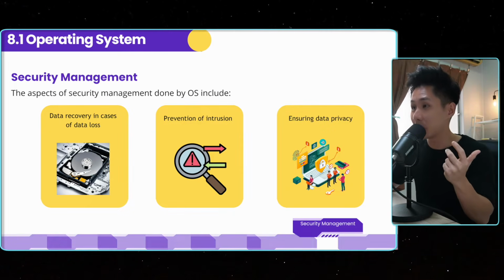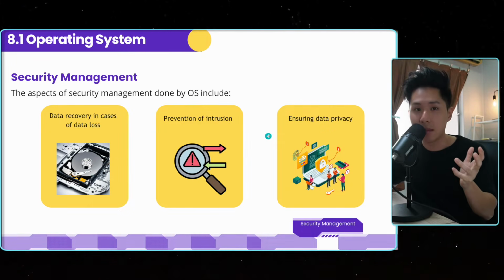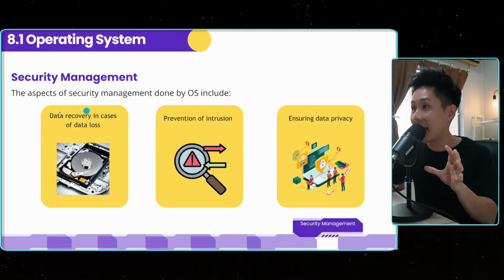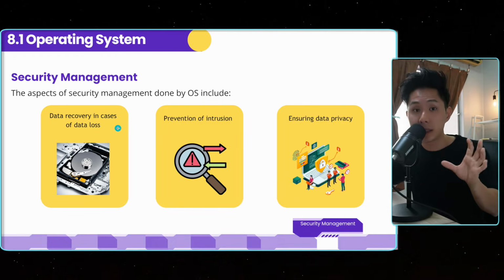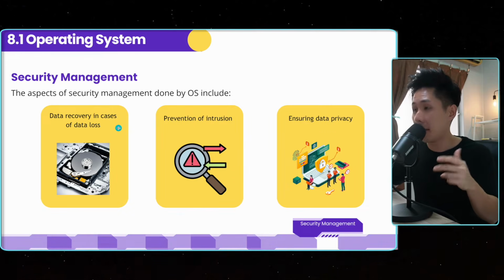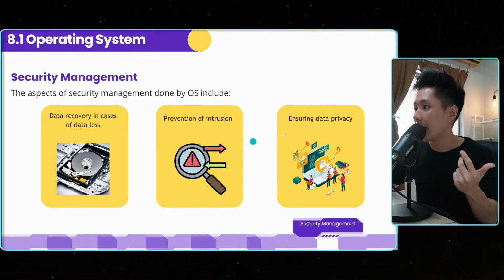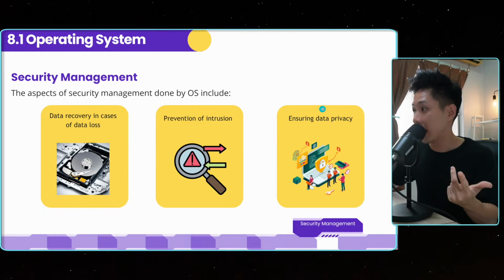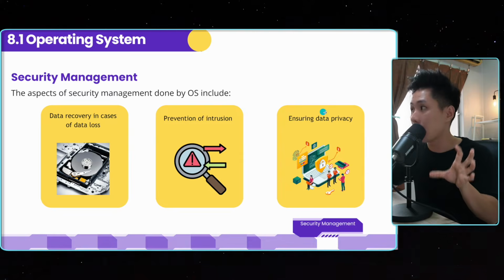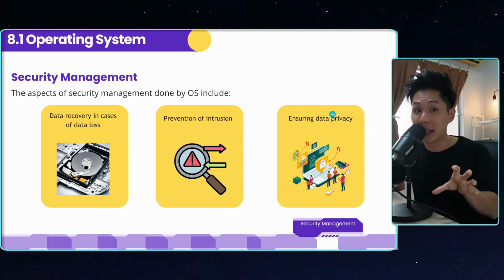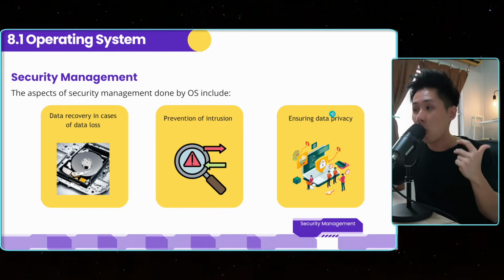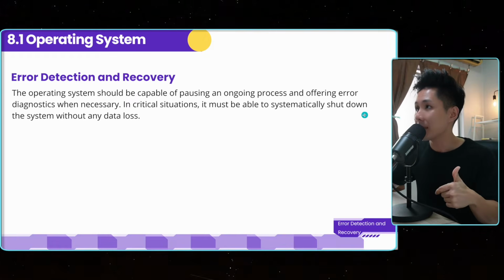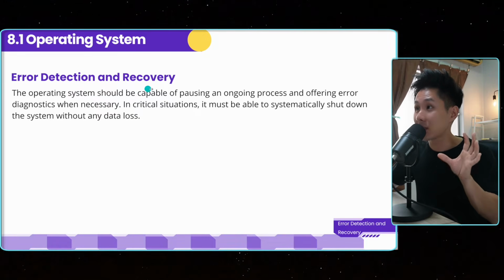Okay, the next task is security management. The OS handles data recovery in cases of data loss, usually via a backup program. And it prevents intrusion by installing antivirus and anti-hacking software. And it also ensures data privacy, possibly by encrypting your data so that no one can read what is on your computer. Last but not least, error detection and recovery.